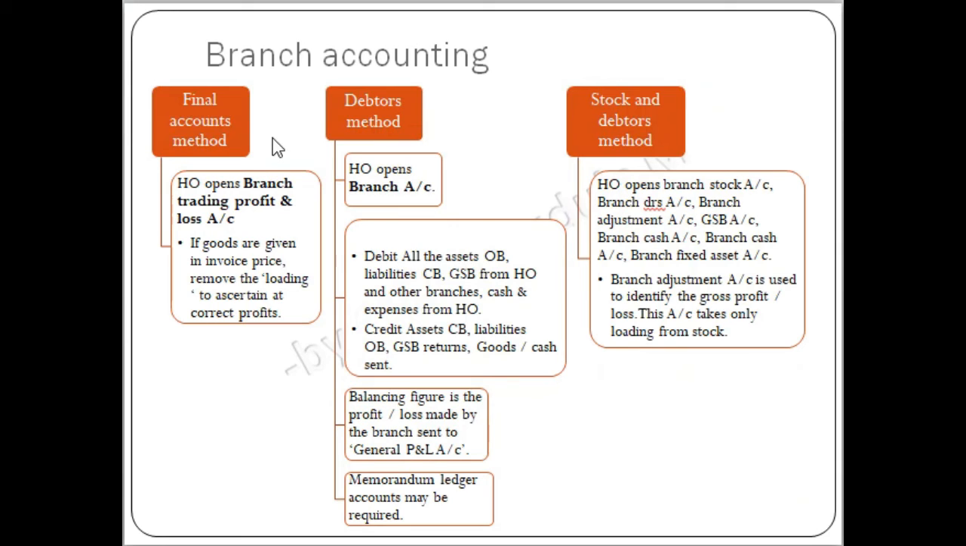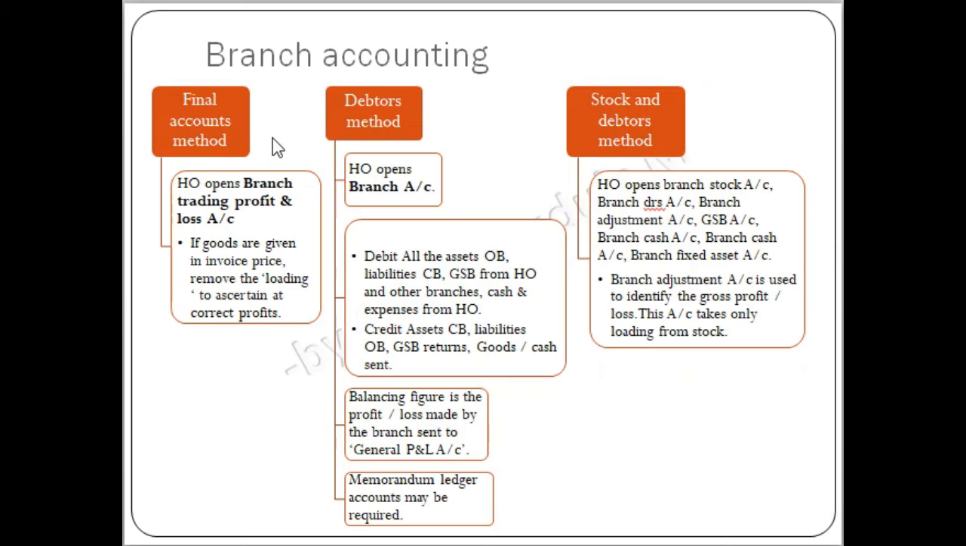So under the final accounts method, the head office simply opens a branch trading and profit and loss account. At period end, a branch trading and profit and loss account is separately prepared to account for all the transactions undertaken by the branch, which would generally be trading transactions. On drawing up a trading and profit and loss account, the head office would arrive at a branch profit and loss, which would then be transferred to the general profit and loss account to calculate the company's overall profit or loss.